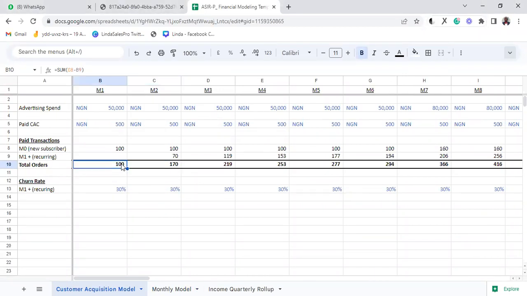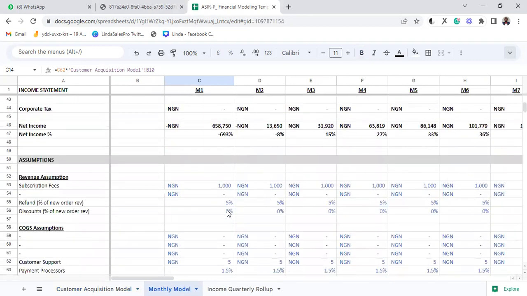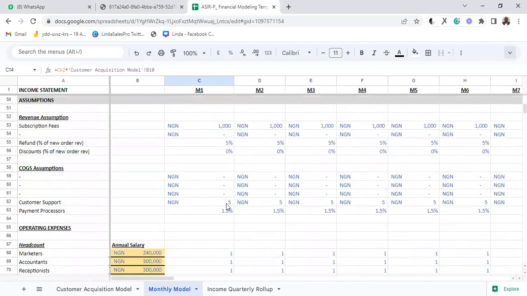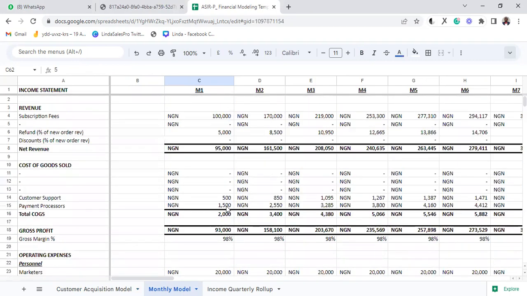All right, so we have 100 customers and spending 5 naira. Remember, we are spending 5 naira based on our assumption, right? So 5 naira for those 100 customers will give us 500 naira. So payment processors are going to take 1,500. So here, this is what most companies, people like Jumia, can use this financial model to know how much Flutterwave will be charging us, and how much Stripe will be charging us.